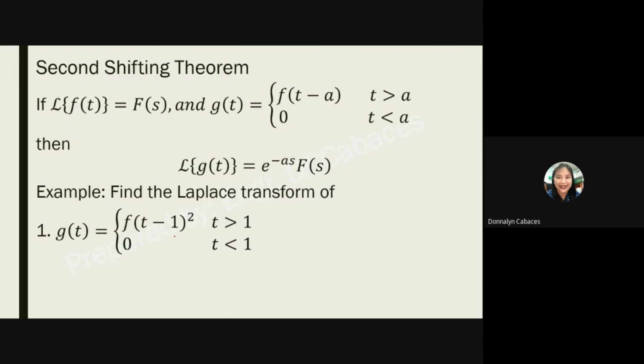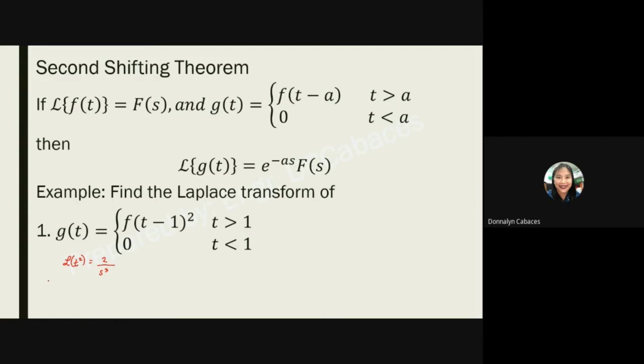So find the Laplace transform of this function g of t. It is f of t minus 1 quantity squared when t is greater than 1 and 0 when t is less than 1. So in solving this, you are actually to disregard first your minus a. You have here your function of t minus a. So the base function would be f of t only. So when you disregard this minus 1, what is our base function? So you need to find first the Laplace of t squared, which is equal to 2 over s cubed.